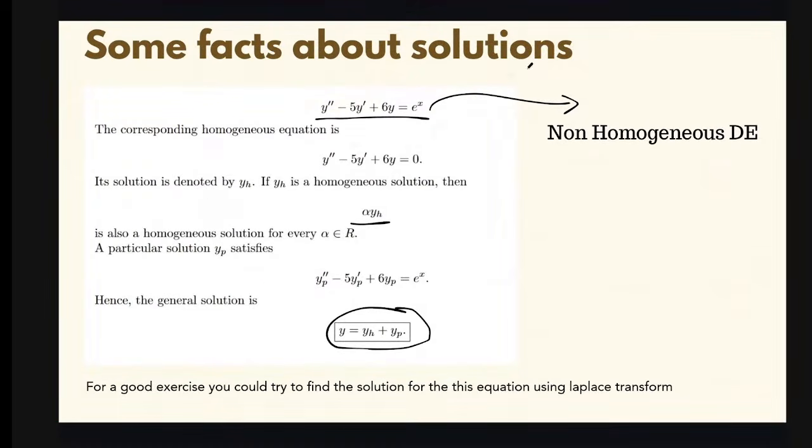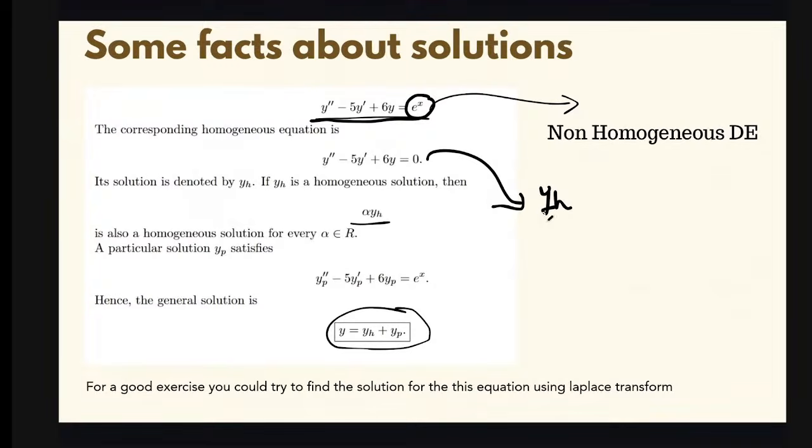Yeah, so now looking at some facts about solutions. As Prajit mentioned earlier, there are homogeneous solutions and non-homogeneous solutions. And I think I covered it too, that this is a non-homogeneous differential equation because of the term e power x. So the corresponding homogeneous equation is y double dash minus 5y dash plus 6y is equal to 0, because we remove the constant, obviously. So let us say that a solution for this is yh.